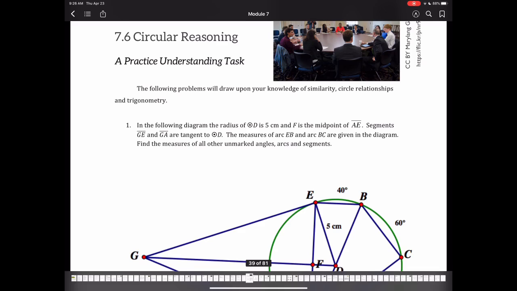It says the following problems will draw on your knowledge of similarity, circle relationships, and trigonometry. When they say similarity, they mean triangle similarity, triangle congruence, and all sorts of stuff, okay?